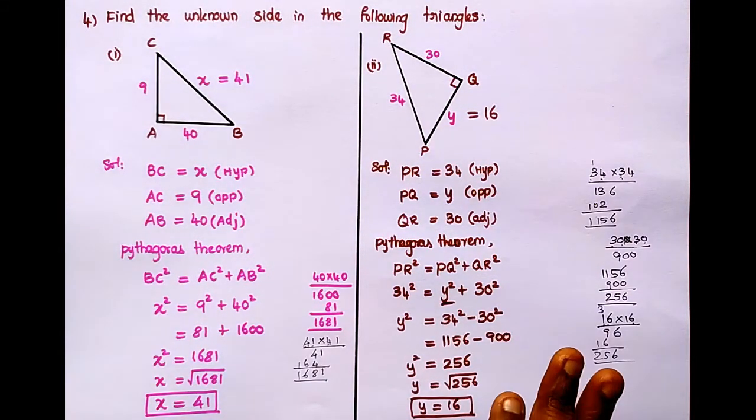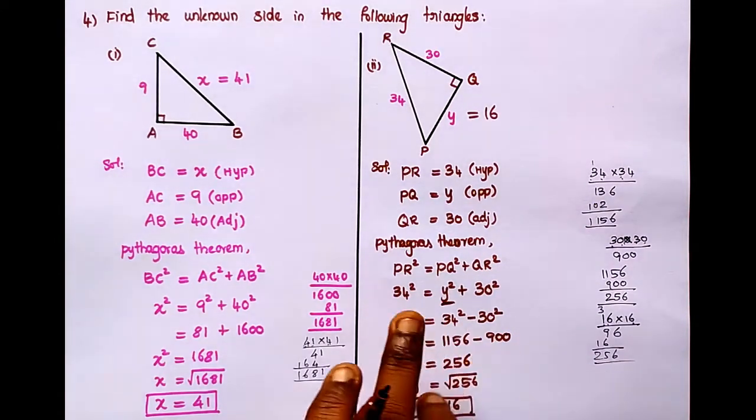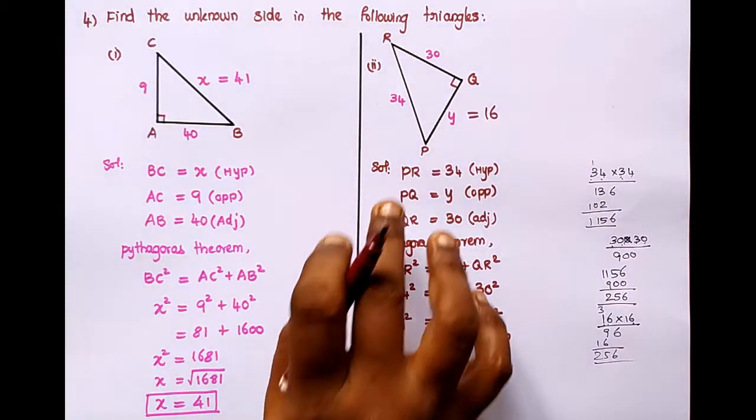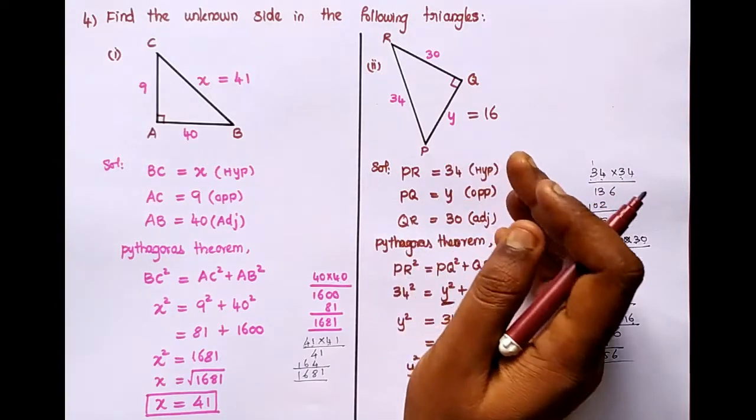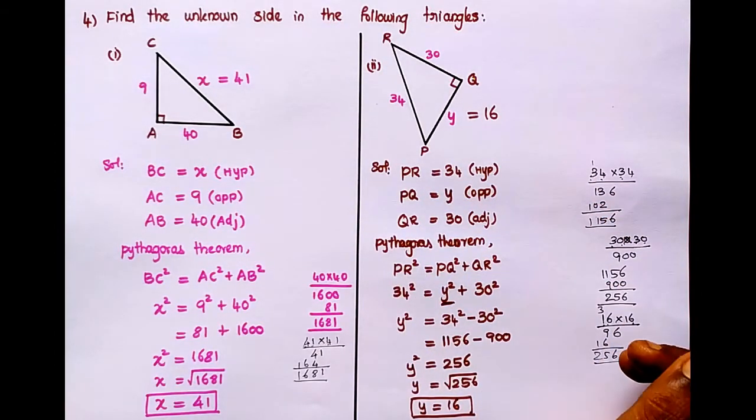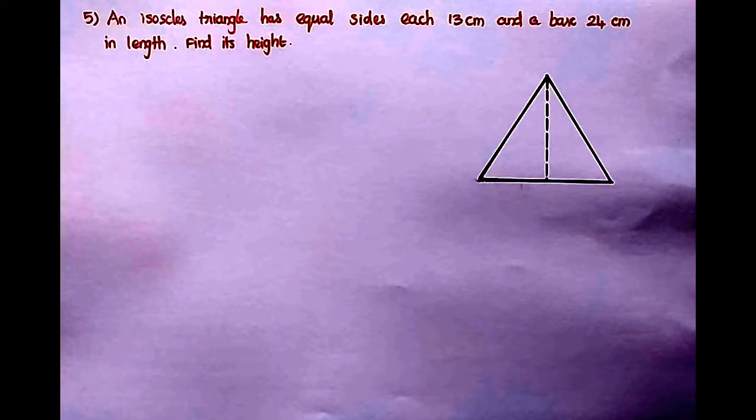Here in your book, one more problem is in your fourth question. One more subdivision is there. You have to solve that. You can solve that. Fifth sum.